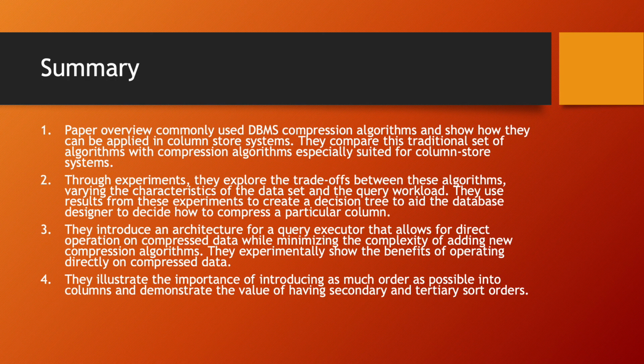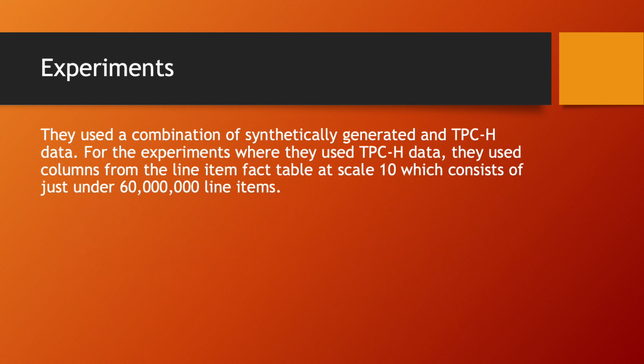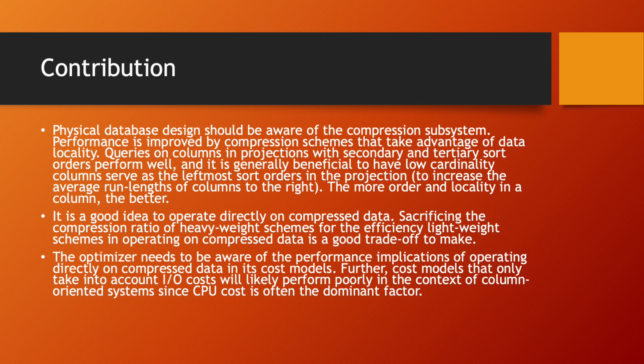They illustrate the importance of introducing as much order as possible into columns and demonstrate the value of having secondary and tertiary sort orders. For experiments, they used a combination of synthetically generated and TPC-H data. For the experiments where they used TPC-H data, they also used columns from the lineitem fact table at scale 10, which consists of just under 60 million line items. There are three key contributions of this paper.